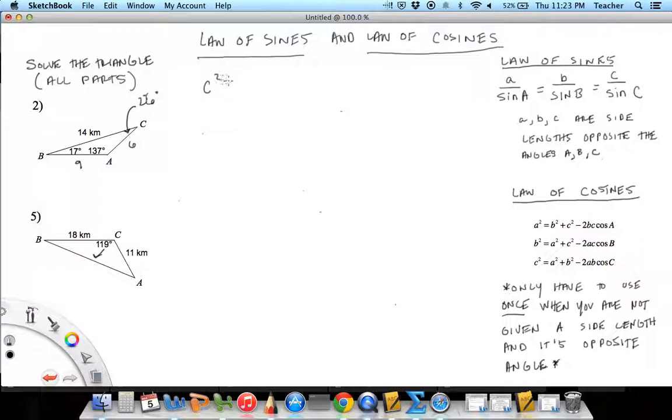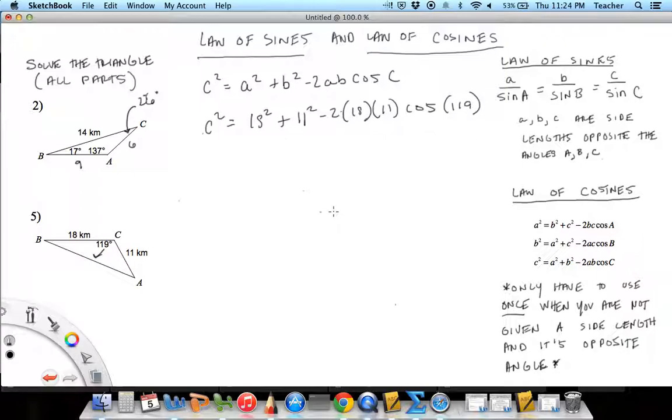All right, so let's work through this problem. We have C squared equals, and as you notice with the formulas, you can pretty much use any one of them. They're all the same type of idea. It looks familiar with the Pythagorean theorem, but we'll talk about that in class. So we have C squared equals side A length, 18 squared, plus 11 squared, minus 2 times 18 times 11 times cosine 119.